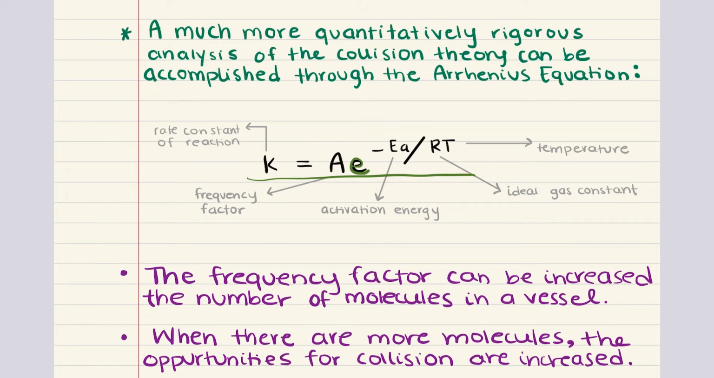This is an irrational number like pi. It is raised to a factor of minus Ea, where Ea is the activation energy of the reaction, divided by RT. R is the ideal gas constant, T is the temperature in Kelvin. Now, the Arrhenius equation shows that as the frequency factor A increases, the rate constant also increases.